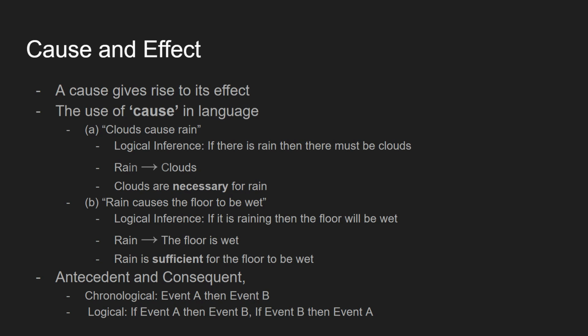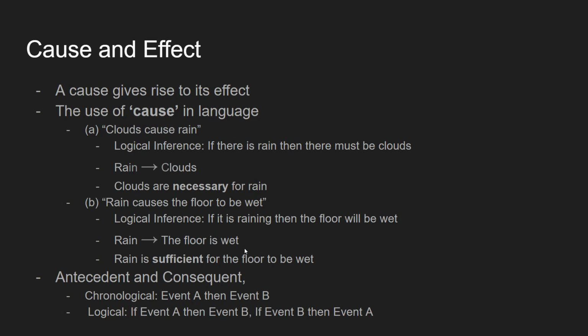This kind of relationship is what's called a necessary relationship. So we'd say that clouds as the cause of rain are necessary for the rain. And if we look here, we can see that it's if rain, then clouds as the logical decomposition. Now, in this other example that I've got here, B, rain causes the floor to be wet. So the logical inference here is if it is raining, then the floor will be wet. So if we have rain, then the floor is wet.